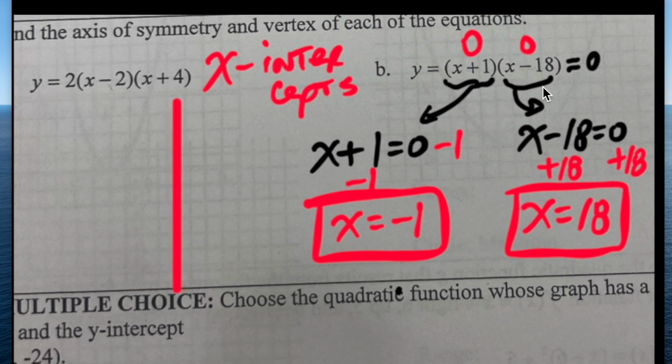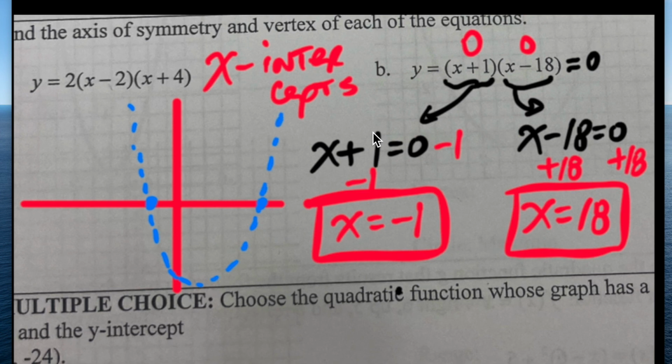So folks, for part B, if they asked you what are the two x-intercepts, they would be x equals -1 and x equals +18. And because there's a hidden +1 out here, this would be a right side up parabola. And because it's a +1 right there, it's hidden. It would not be wide, it would not be narrow, it would be perfect. And our vertex would end up down here somewhere.